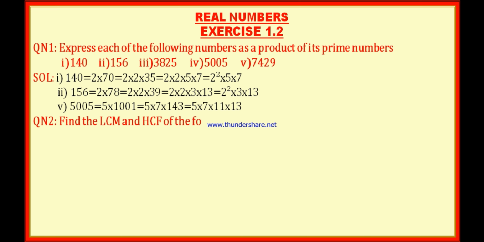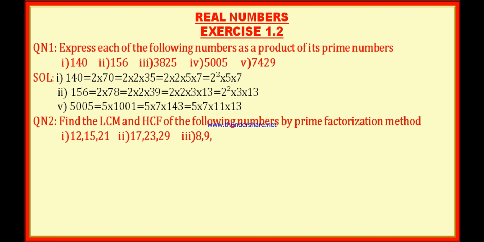Now question number 2. Find the LCM and HCF of the following numbers by prime factorization method. I shall repeat. Find the LCM and HCF of the following numbers by prime factorization method. Here is the first bit 12, 15, 21, second bit 17, 23, 29, third bit 8, 9 and 25, and fourth bit 72 and 108. And we may solve 2 bits in this solution now.